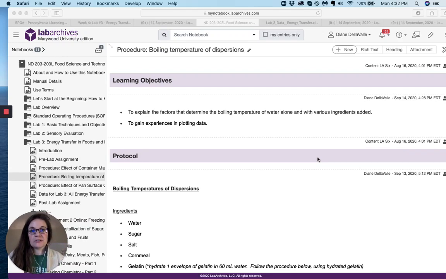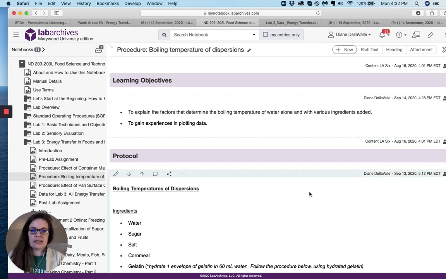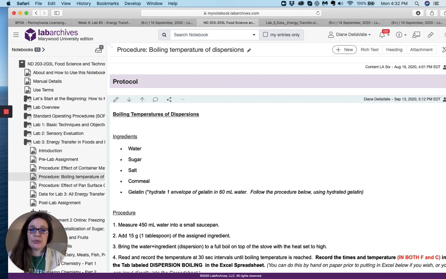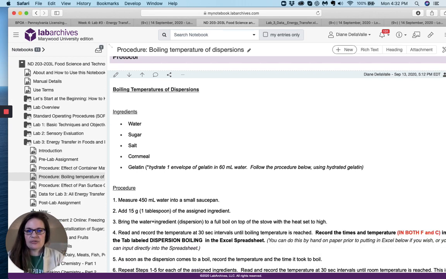Okay, in this particular experiment, we're looking at the factors that determine the boiling temperature of not only water alone, but water with certain dispersions. All right, so here is our protocol. And again, I'm not going to have you watch me literally boil water. That's pretty boring, but I'm going to tell you what I did and show you what I used.